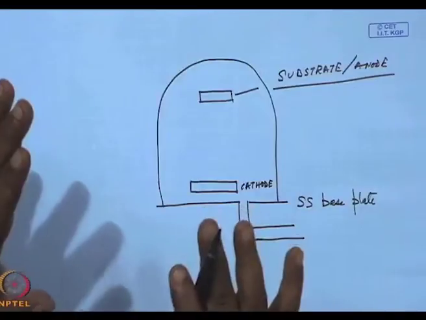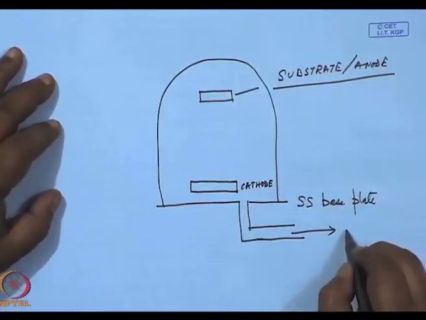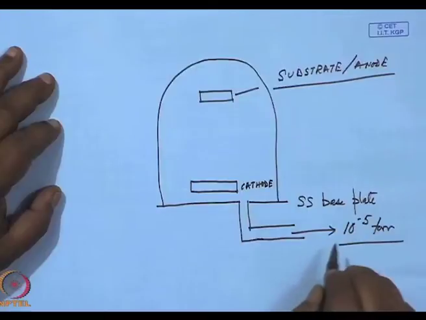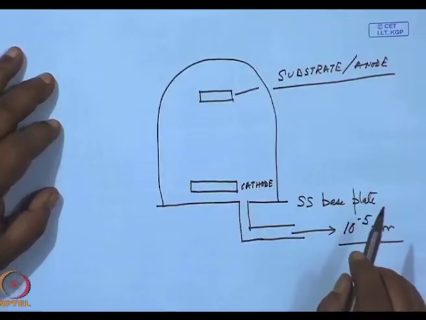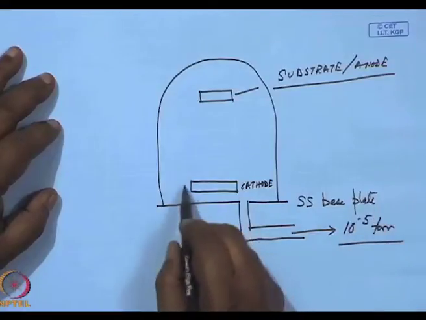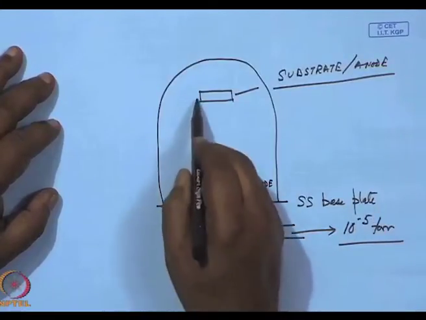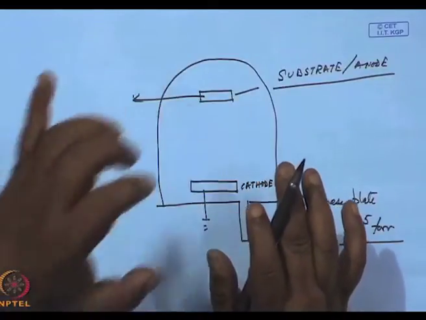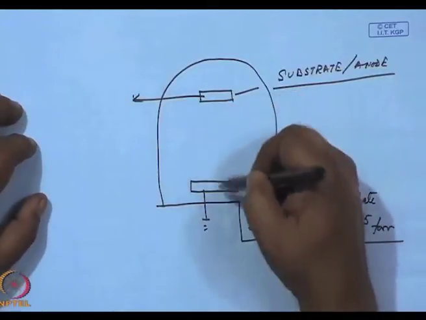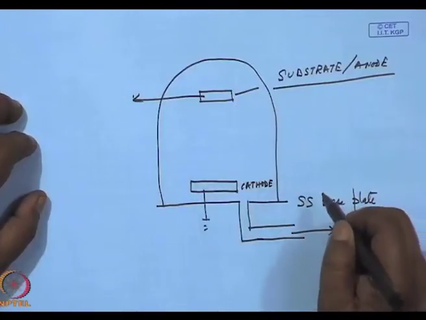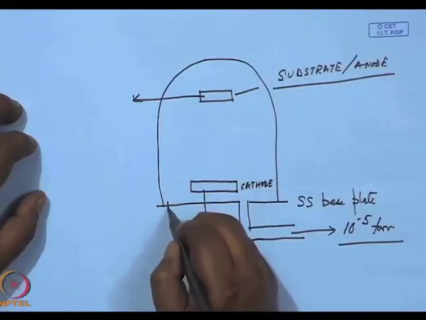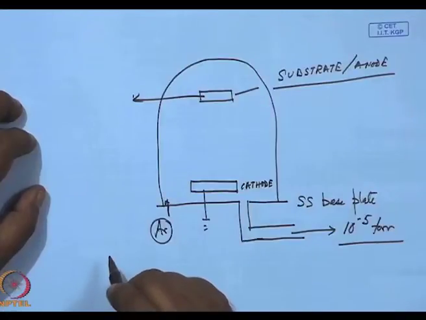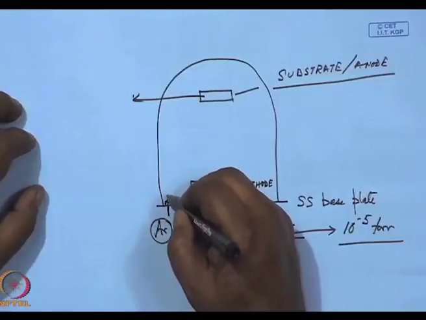Without doing anything, let us first evacuate it. Let us evacuate it to say 10 to the power of minus 5 torr, or 10 to the power of minus 8th of an atmosphere, and apply a potential. We are not doing anything. There is a simple high voltage between the cathode and the anode. Now, if through a leak we introduce argon, what will happen?